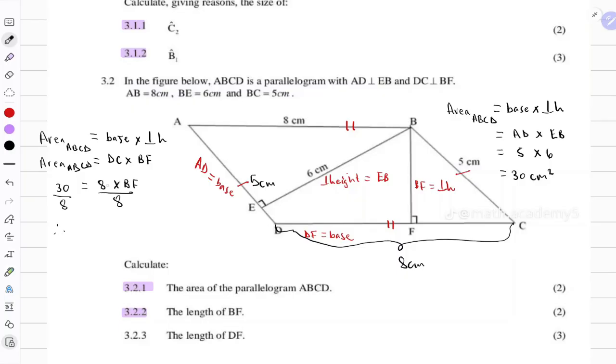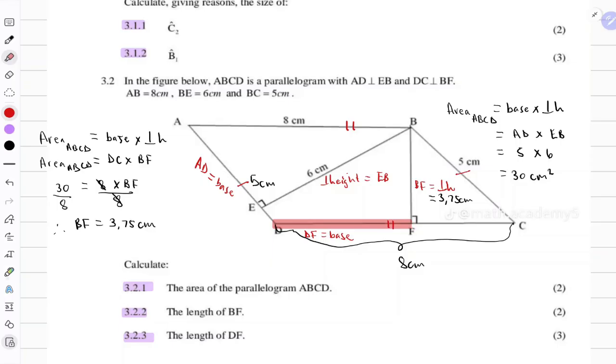So therefore, this and this cancel. So BF should be equal to 3,75 centimeters. I'm just going to note it on the sketch. BF is 3,75 centimeters, right? So the last question says we need to calculate the length of DF. On the sketch, DF is this length.